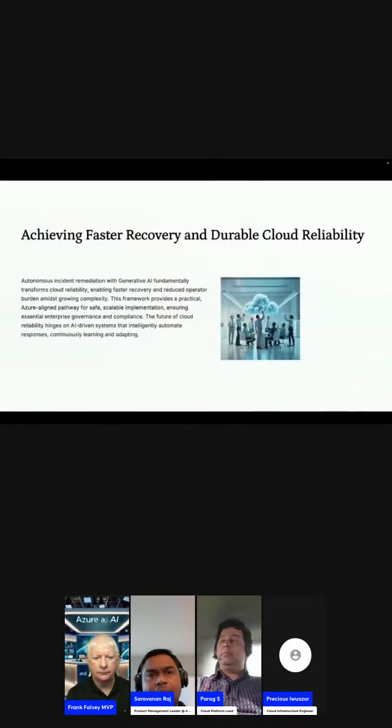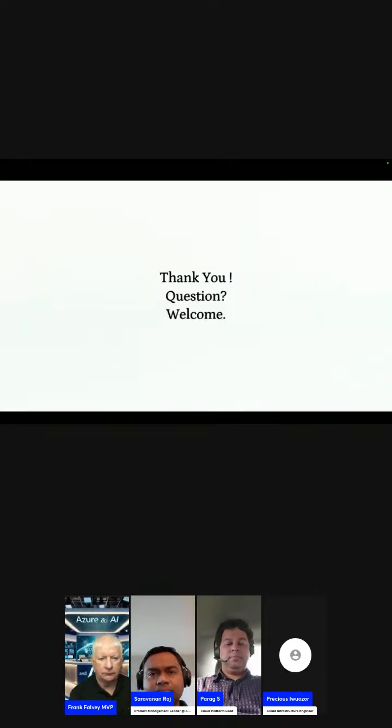And to wrap up, I want to share that faster recovery and durable cloud reliability becomes a key for success for any of the cloud systems that you operate at any scale, be it planetary scale or even at a smaller scale. The faster incident resolution directly translates to consumption revenue recognition, and also to improved customer satisfaction over a period of time.